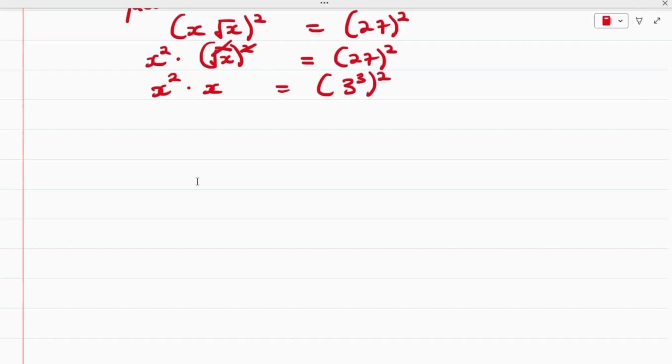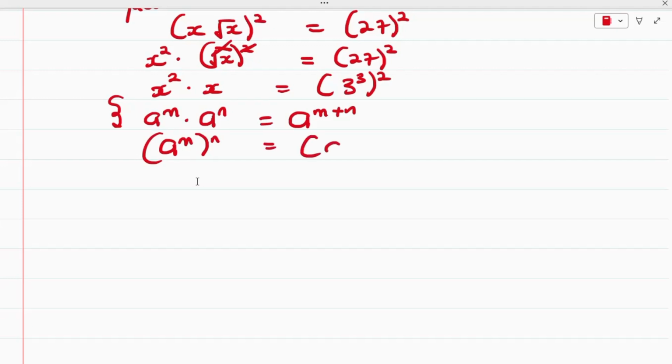of 3 all square. Now from the property of exponents, if we have a raised to the power of n multiply a raised to the power of n, this is equal to a raised to the power of n plus n. And if we also have a raised to the power of n all raised to the power of n, this can also be written as a raised to the power of n multiply n. So from here, we want to apply this property to the left hand side and the right hand side of this equation. And for the left hand side of this equation, this is raised to the power of 1.